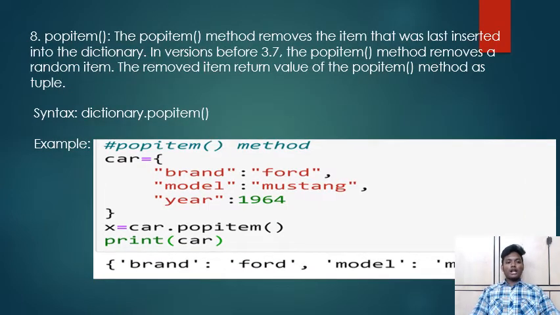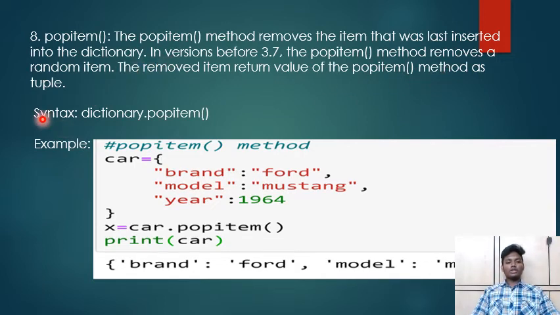Okay, and now the eighth one is popitem. The popitem method removes the item that was last inserted into the dictionary. In versions before 3.7, the popitem method removes a random item. The removed item is returned as the value of the popitem method, as a tuple.